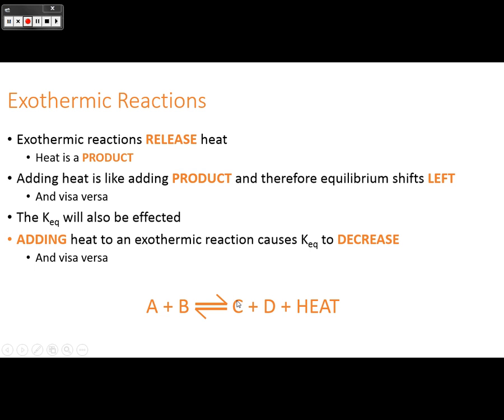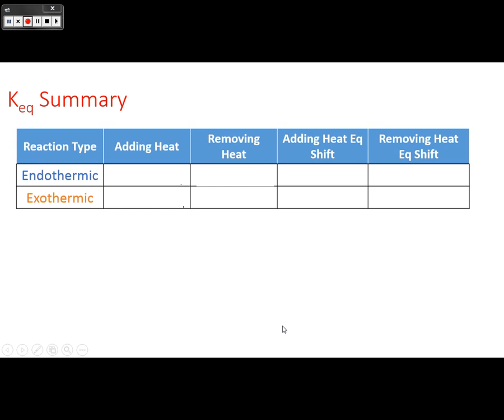Now we've got A plus B going to C plus D plus heat. So if I add heat, I'm shifting to the left, increasing my reactant concentration, decreasing my product concentration. So I'm taking a smaller number and dividing it by a bigger number, which is why KEQ decreases. And vice versa. If I remove heat, I'm going to shift to the right to try and replace the heat. Now my C and D concentrations go up, and my A and B concentrations go down. Therefore, the KEQ increases. So there's a nice little table for you with this.